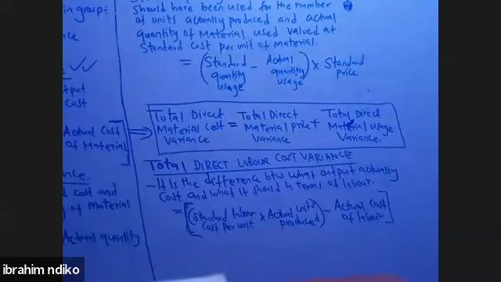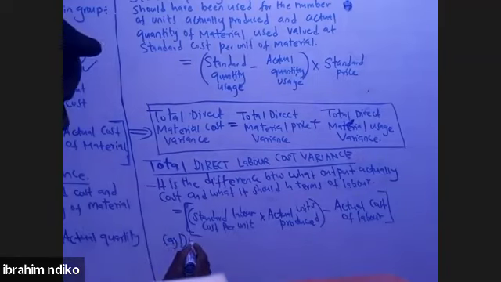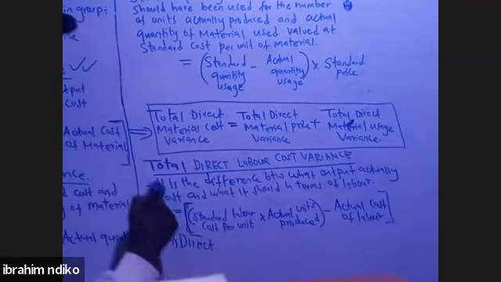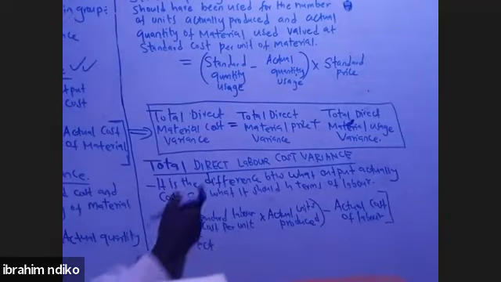Now we have two types also. Just as we said for direct material cost, we have two here. The first one, A, we call it labor efficiency variance. Let us start with direct labor rate variance. So we have two here also, and those two, when you add them, we get the total.